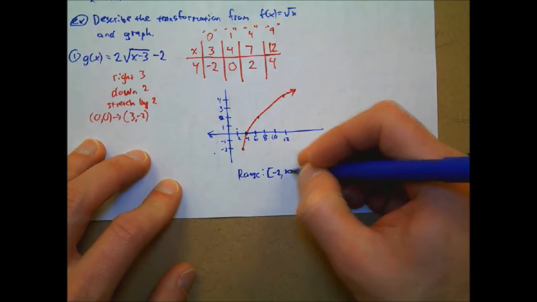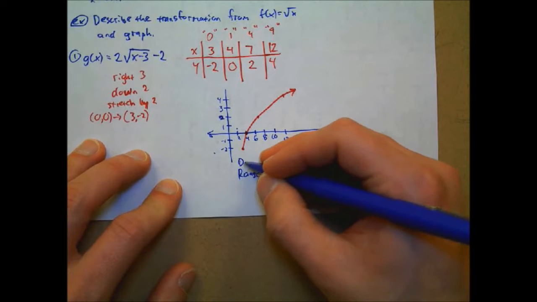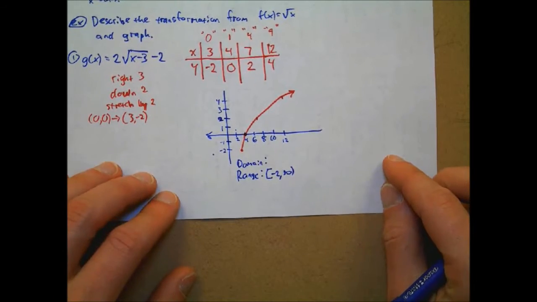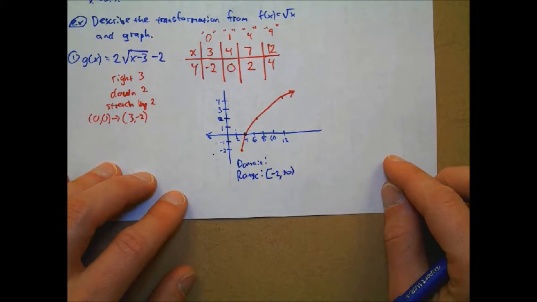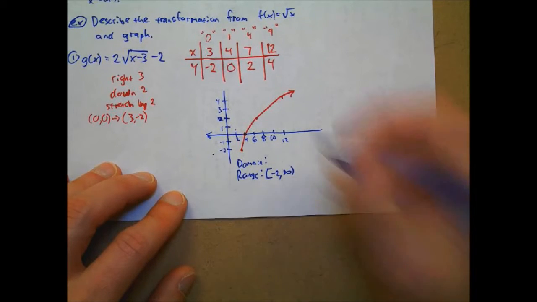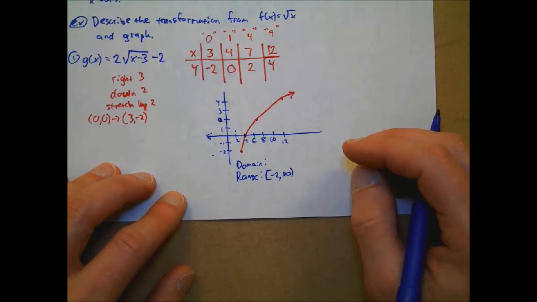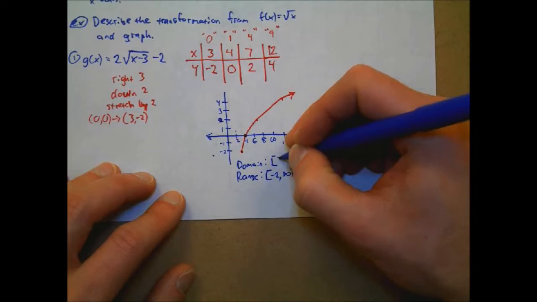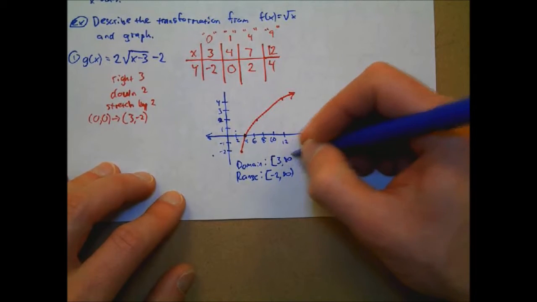And then the domain, what would the domain for this graph be? What's the farthest left x value here? 2. Well, it's supposed to be between the 2 and the 4. There should be a 3. Yeah, 3. So 3 to infinity. Exactly right. Okay, so there's your domains and ranges.